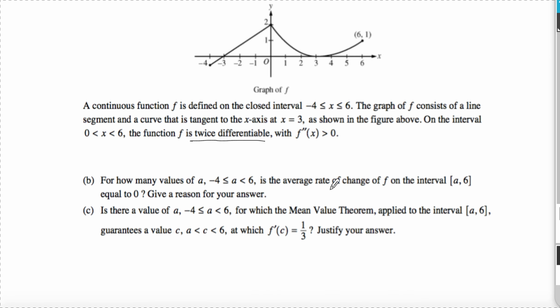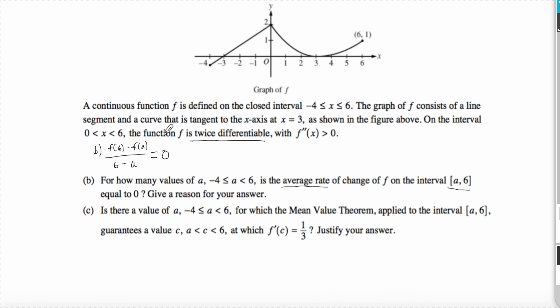Well, even if a question like this seems more complicated, let's recognize certain things that we do know. Average rate of change on the interval a to 6. Let me just write down what that would be. That'd be f of 6 minus f of a over 6 minus a. And we want to know how many times is this average rate of change, because that's what our average rate of change means. It's the slope of the secant line. How many times is that average rate of change equal to 0? So I'm just going to write that out.